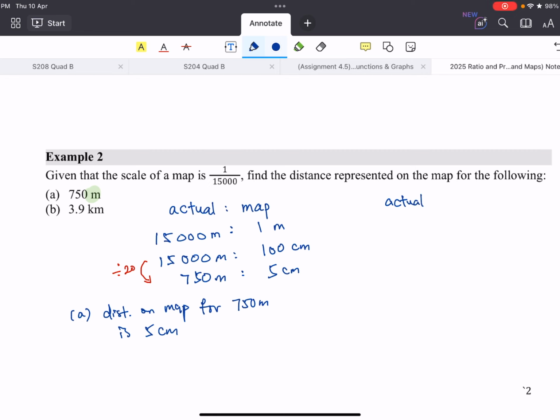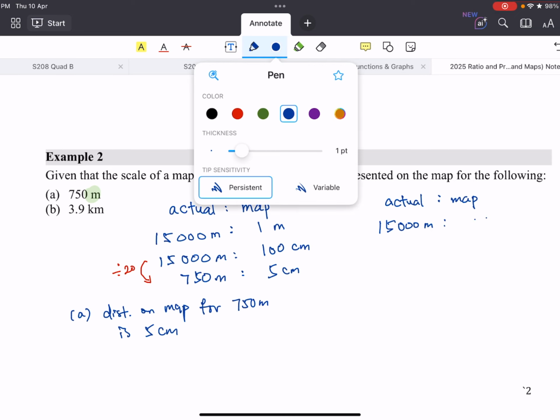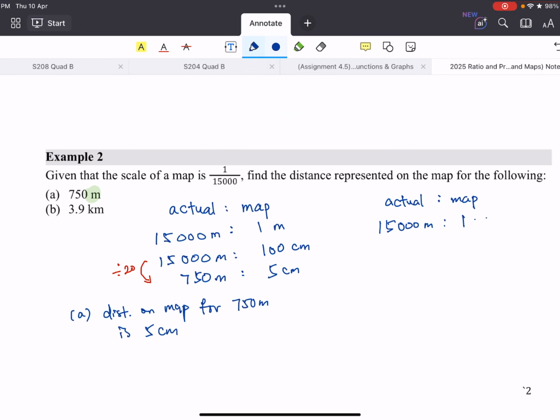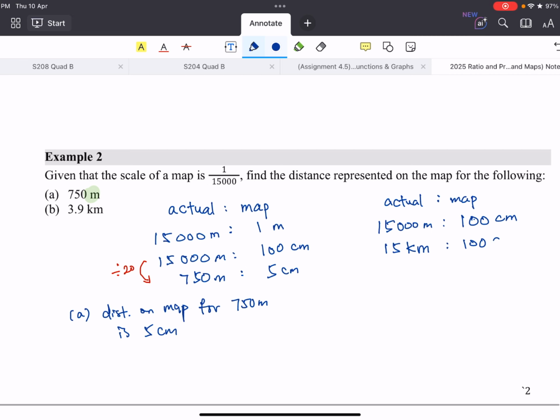Same scenario. Now actual to map. This time round, we know that 15000 meters represent 100 centimeter. We already established that fact. We can, of course, rewrite this as kilometers, right? So this is 15 kilometers, which gives us 100 centimeter.